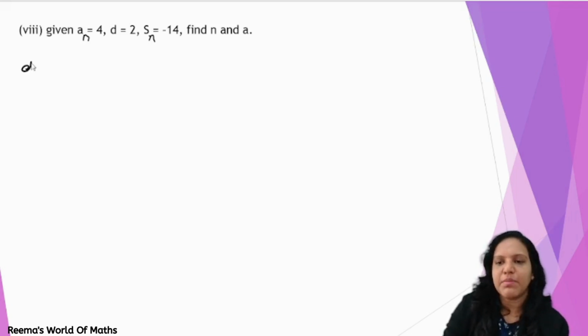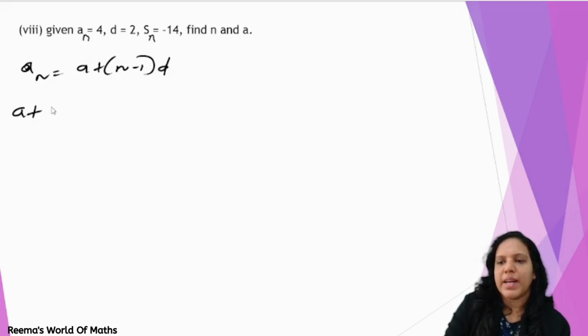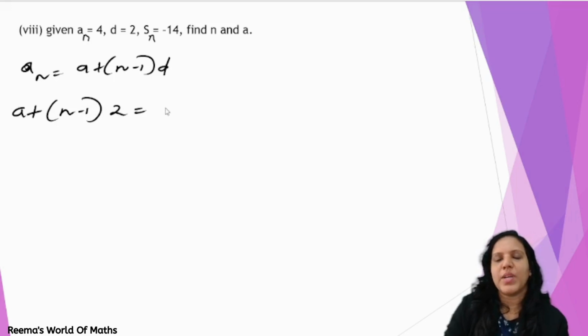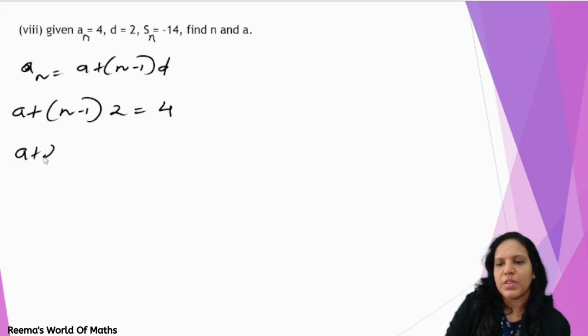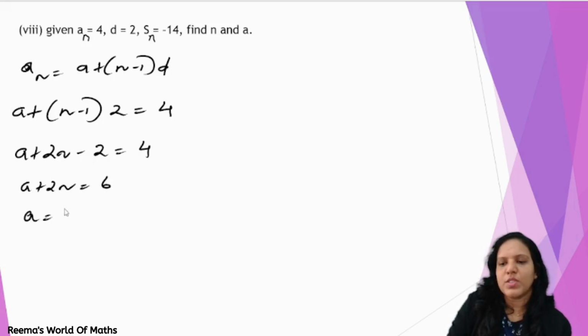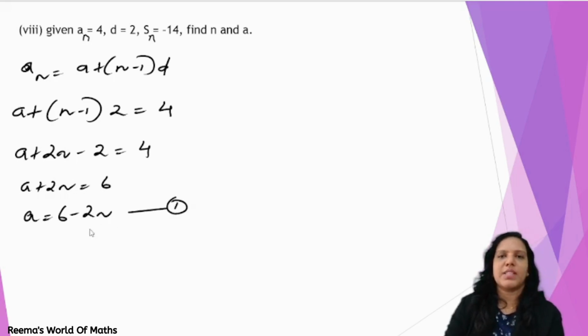So for any nth term, an equals a plus n minus 1 into d. So that is a plus n minus 1 and d, the common difference here, is 2, equals to the n-th term which we have given as 4, correct? So that is a plus 2n minus 2 equals 4. a plus 2n equals 4 plus 2, so that is 6. So a equals 6 minus 2n. This is our first equation, a equals 6 minus 2n.